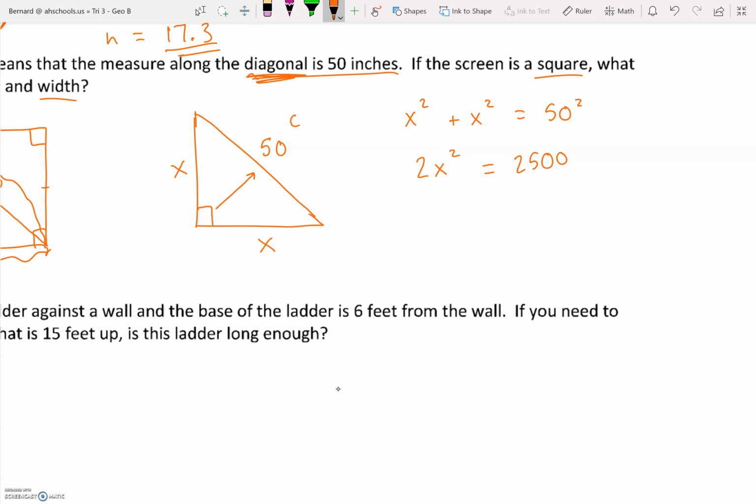Now, we need x squared by itself. Right now, it's 2x squared, so let's divide both sides by 2. That gives us x squared equals 1,250. And then, like normal, we will square root both sides to figure out what x is. So x is just going to be the square root of 1,250, and that is 35.4. Now, recognize the units, that is inches.